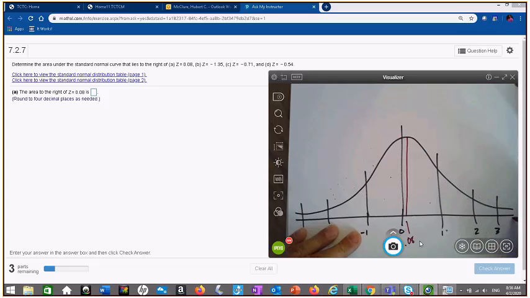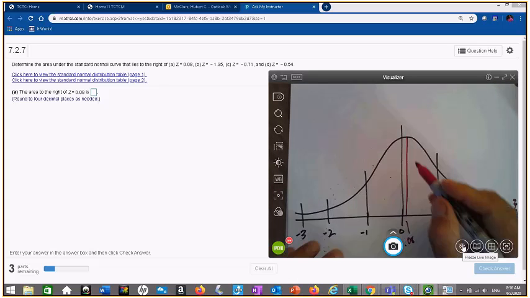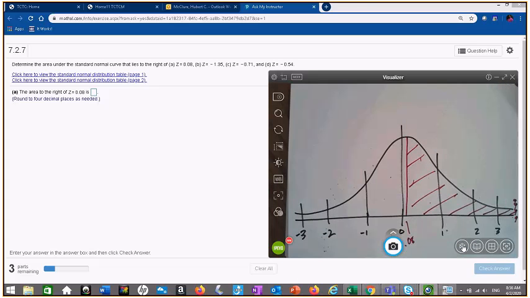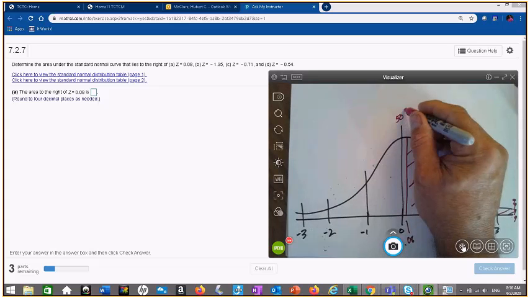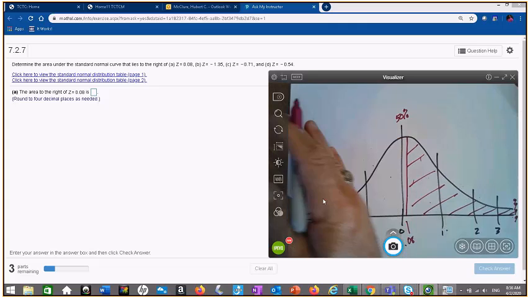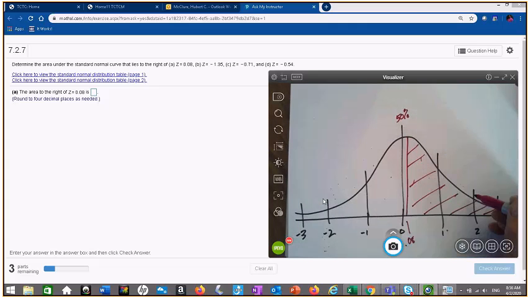So that's going to be 9999. So 0.08 to 9999. And that's going to be this area. But you know it's going to be less than what? Than 50%, because this right here is 50%. We know 50% this way, 50% this way. So since you want the right, that's going to be less than 50%.